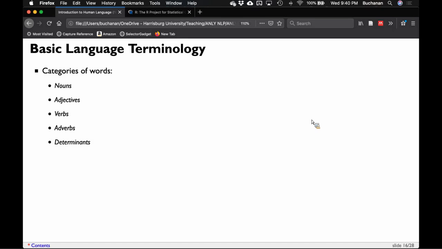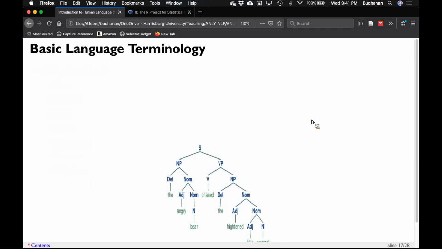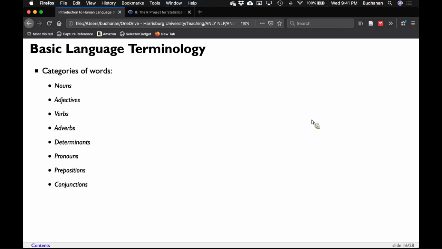But there are other ones like determiners, the and a, pronouns, you, we, he, she, it. There's a famous book called The Secret Life of Pronouns by Pennebaker that's really good that talks about pronoun use. Prepositions, of, into, upon, between, conjunctions, and, but, and more. We're mostly going to focus on nouns, adjectives, verbs, and adverbs.